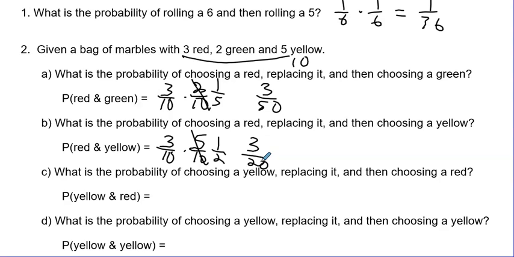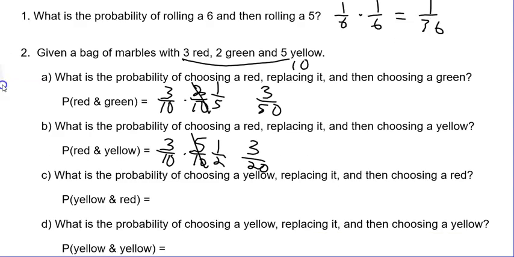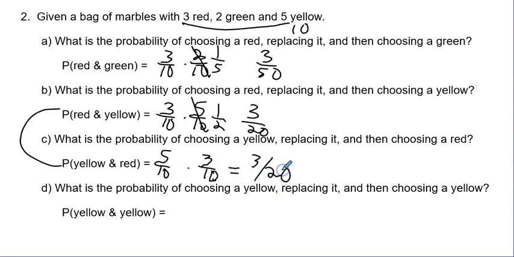What about yellow then red? Okay, well, yellow is, again, 5 out of 10 times red, 3 out of 10. And if you look at that, that's the same thing. Red and yellow and red, since they're independent, it's the same answer. 3 out of 20. That makes no difference.